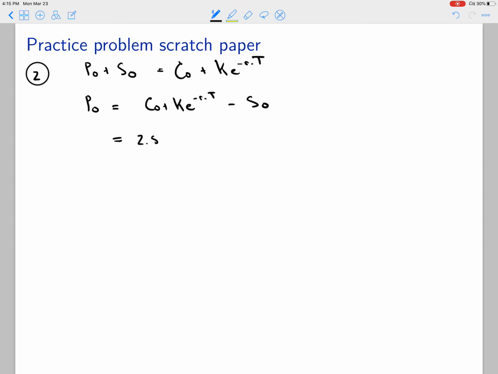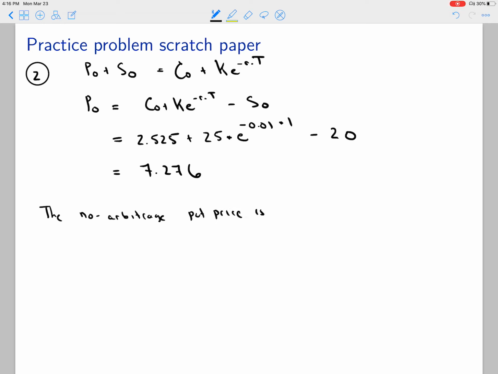Call price, we know the no arbitrage call price is 2.525. The strike is 25 on this option. The discount rate is 1% times a maturity of 1 year, minus the stock price today, which is 20. Plug in inputs, use your calculators. This is going to be right around 7.276. So the no arbitrage put price is 7.276. We'll write that down as P0 equals that.